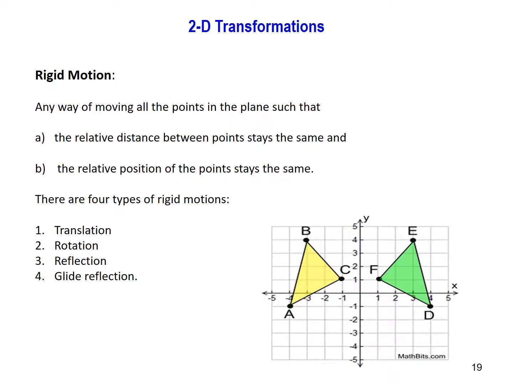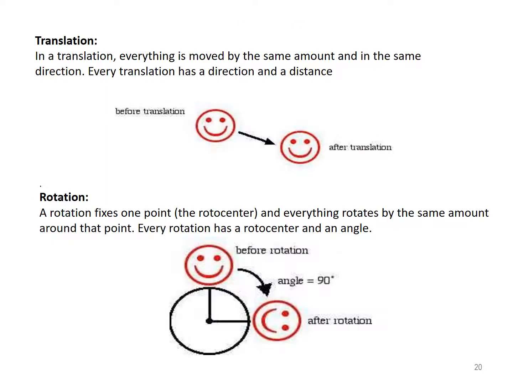Rigid motion is another type of transformation where the object can be moved in such a way that the relative distance between the points of the object stays the same and the relative position of the points of the object stays the same. There are four types of rigid motions. They are translation, rotation, reflection and glide reflection. Let us see how they are done. Translation. In a translation, everything is moved by the same amount and in the same direction. Every translation has a direction and a distance.